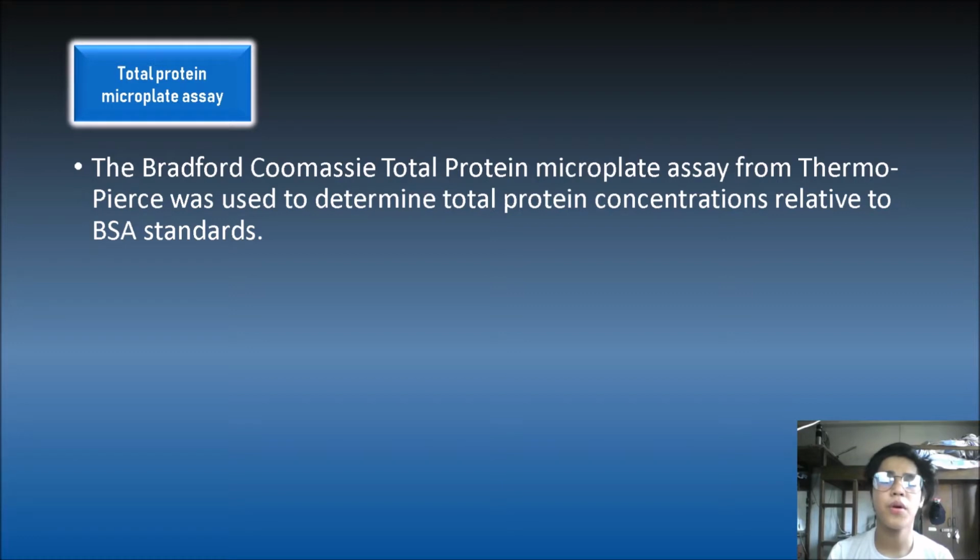For the total protein microplate assay, the Bradford Coomassie total protein microplate assay from Thermo Pierce was used to determine the total protein concentration relative to the BSA standards.